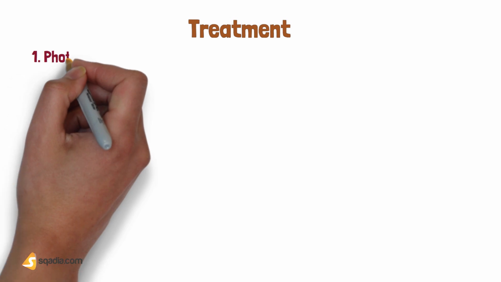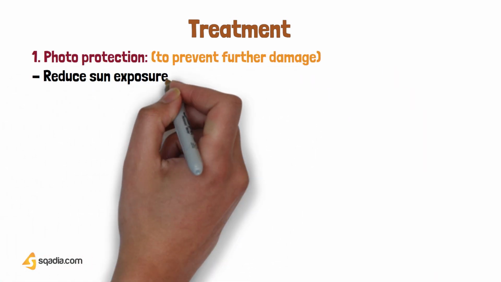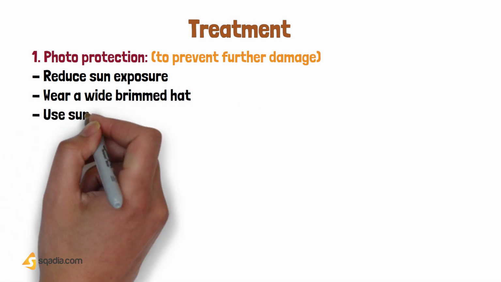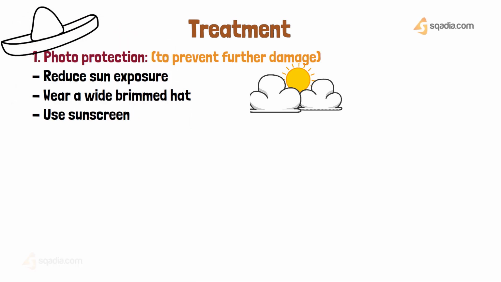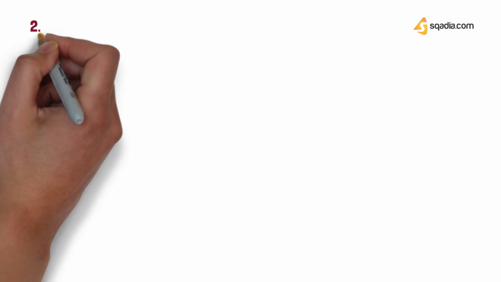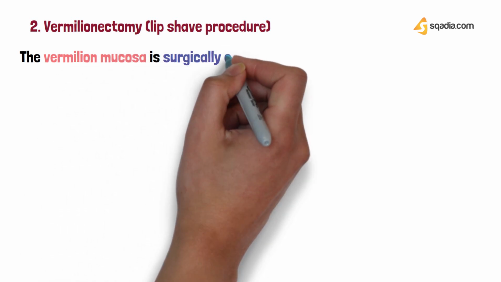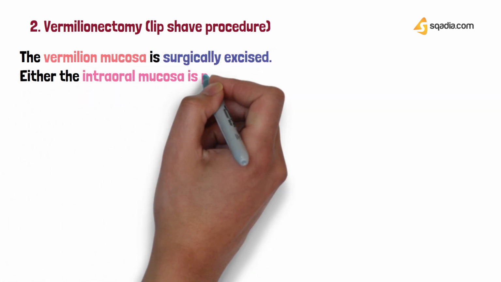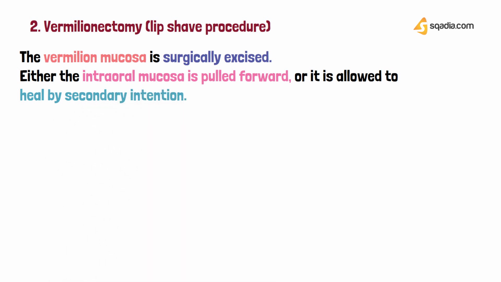Now, let's go on and discuss the treatment options. First of all, we need to advise the patient to carry out photoprotection to prevent any further damage. Basically, to reduce the sun exposure, wear a wide-brimmed hat, use sunscreen. Now, a surgical procedure known as vermillionectomy, also known as the lip shave procedure. The vermilion mucosa is basically surgically excised, and either the intraoral mucosa is pulled forward or it is allowed to heal by secondary intention.